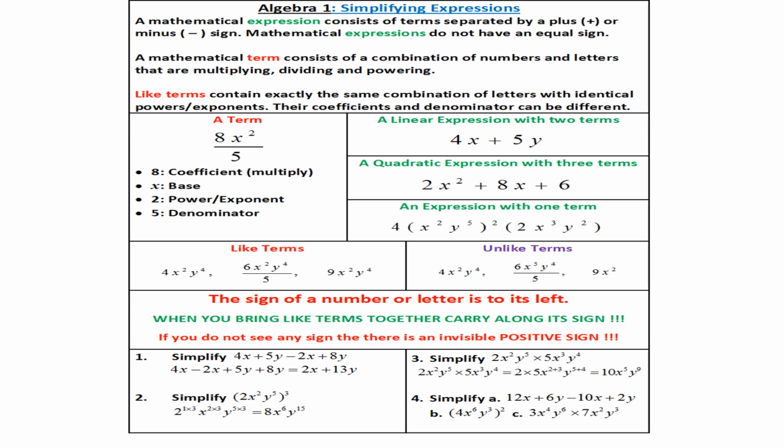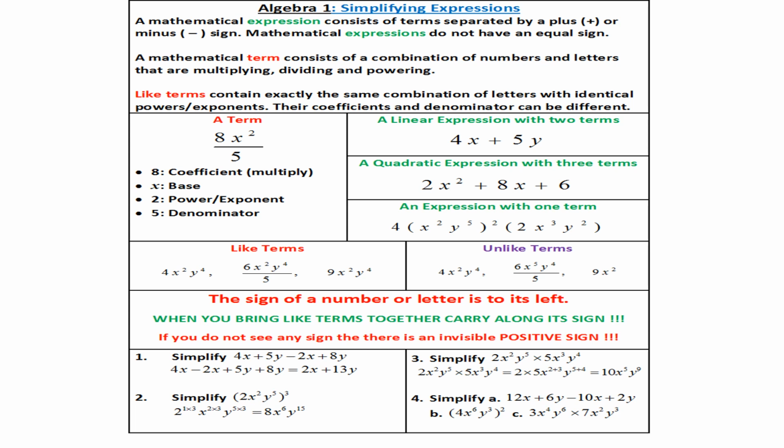Then you have unlike terms, 4x squared y to the 4. But then you have 6x to the 5 y to the 4 over 5. So because you have x squared here and you have x to the 5 over there, these terms are not like. 9x squared, this one doesn't have any y to the 4. So all those three terms are unlike because their combination of letters and powers are different.